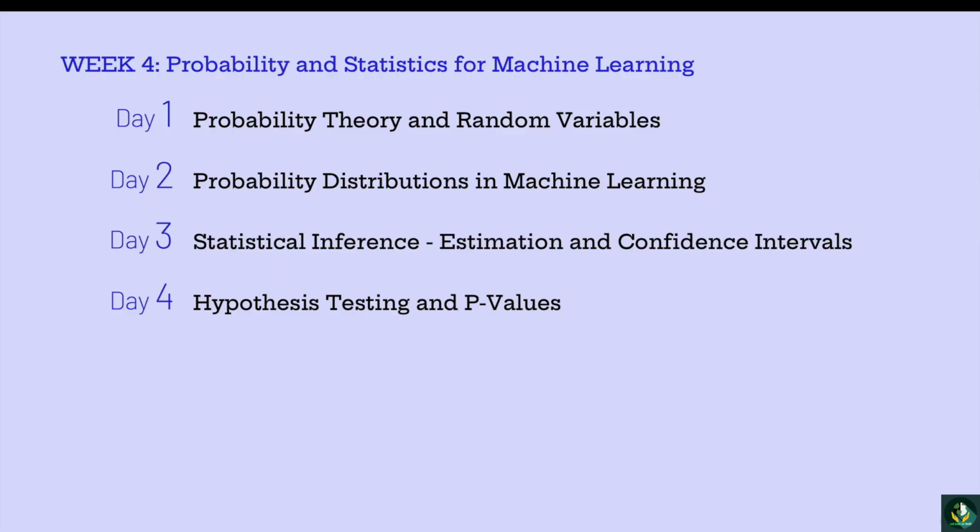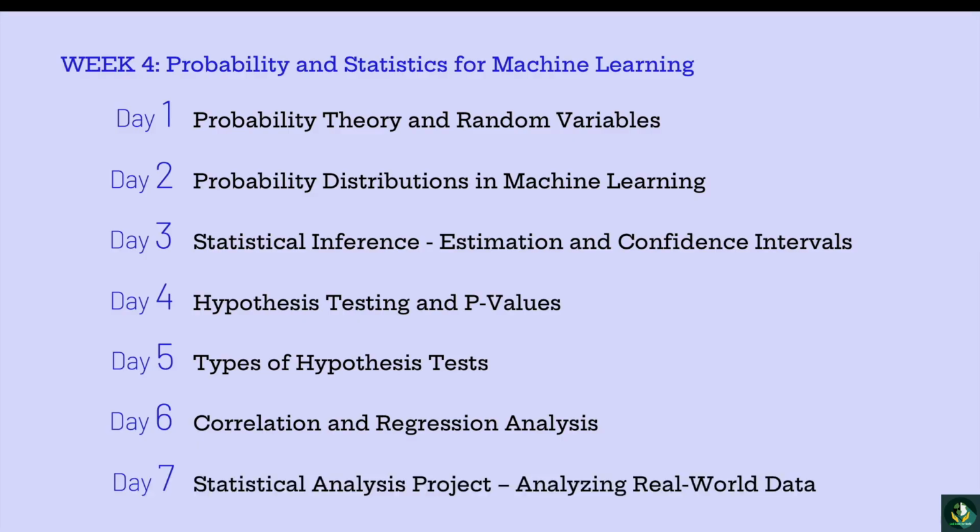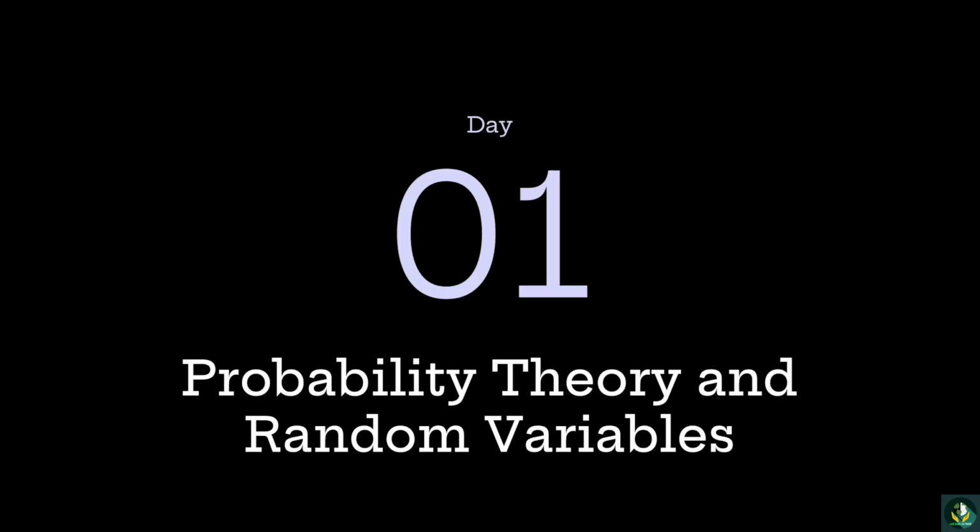Day 4, we'll be looking at hypothesis testing and p values. Day 5 will cover types of hypothesis tests. And on day 6, we'll be looking at correlation and regression analysis. Followed by day 7, where we'll be doing our statistical analysis project, where we'll be analyzing some real world data. So let's get started with week 4.